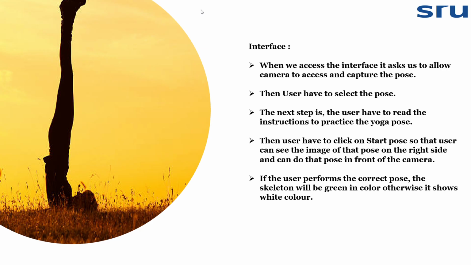We can access the interface. It also asks us to allow camera access to capture the pose. Then the user has to select the pose. The next step is the user has to read the instructions to practice the yoga pose. Then the user has to click on start pose so that the user can see the image of that pose on the right side and can do the pose in front of the camera.